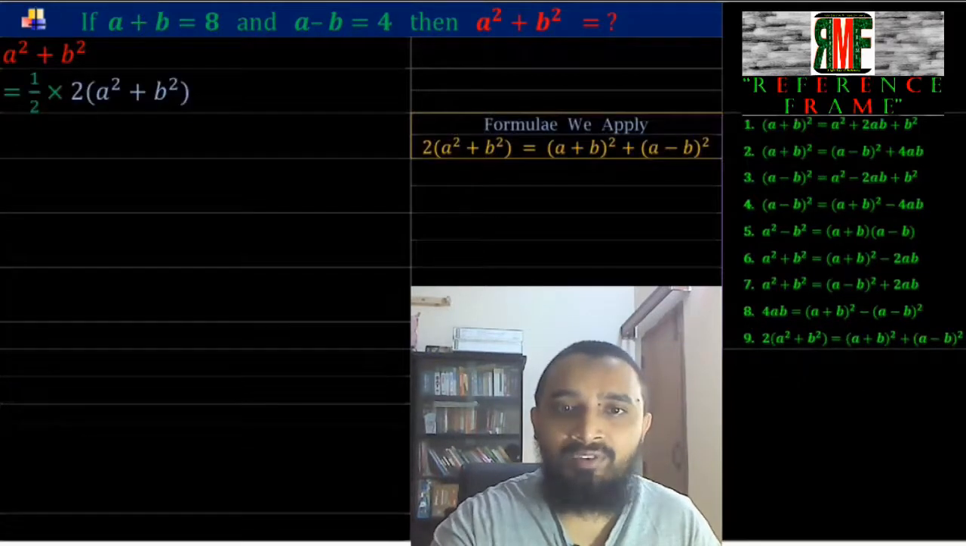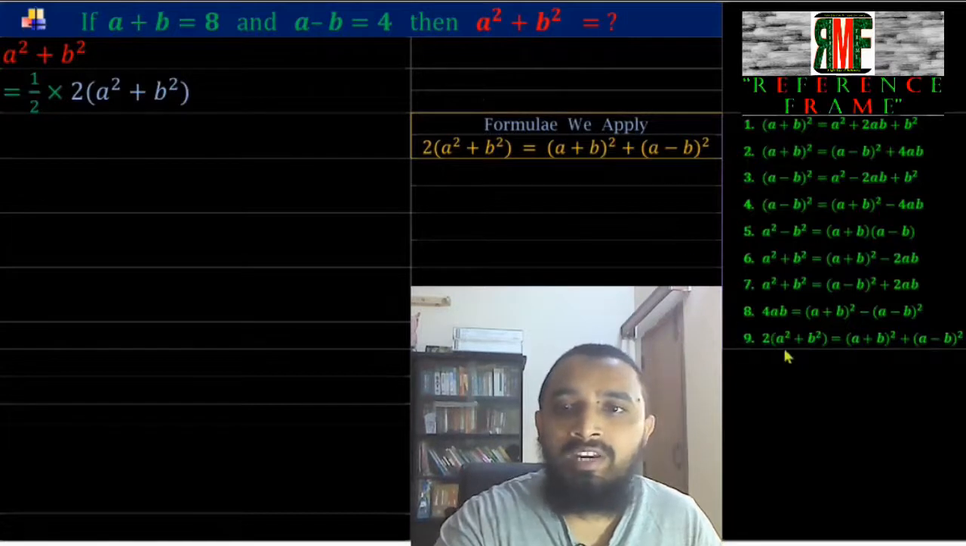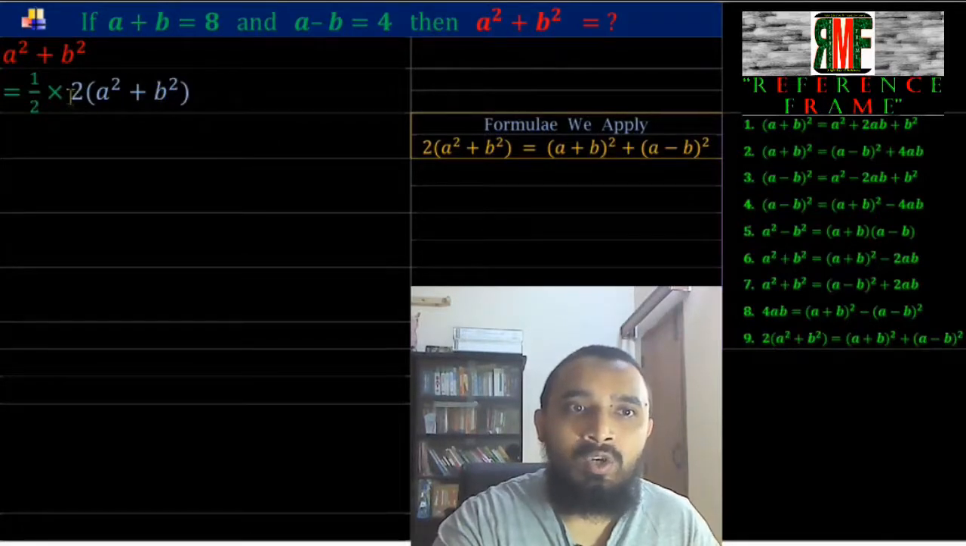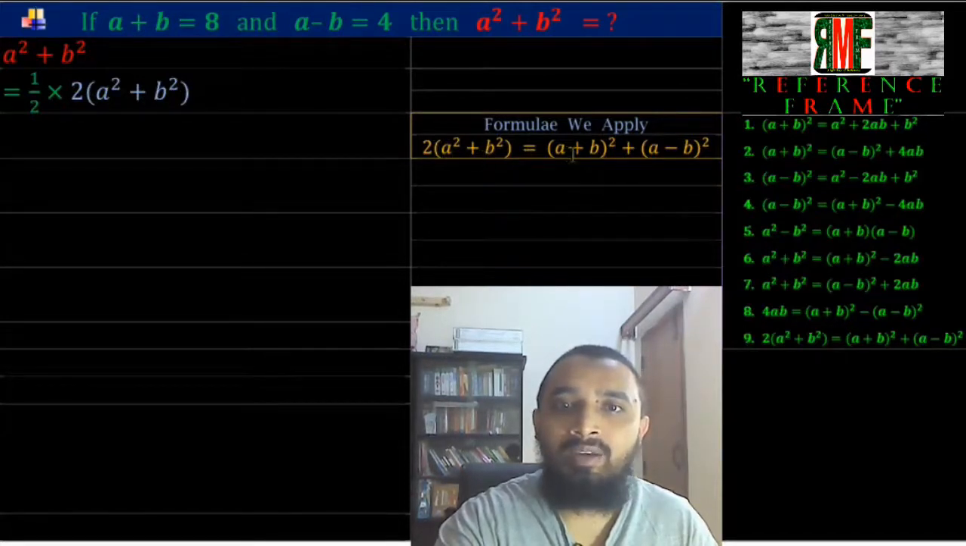Let us move to apply the formula. We need 2 for that, so we introduce half into 2 into a square plus b square. Look, the 2 and the half cancel each other, so the value remains as it is. Now we can apply the corollary: 2 into a square plus b square is a plus b whole square plus a minus b whole square.